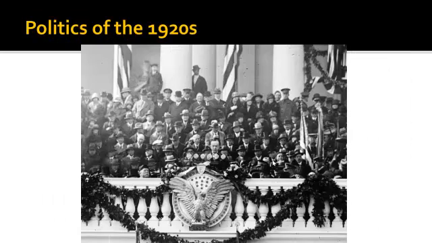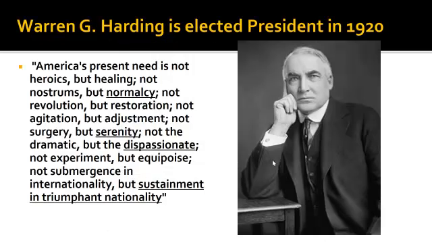In 1920, Warren G. Harding is going to be elected, promising a return to normalcy after the World War. And in his inauguration, he says, "America's present need is not heroics but healing, normalcy, not revolution, serenity, not surgery, not drama but dispassionateness."